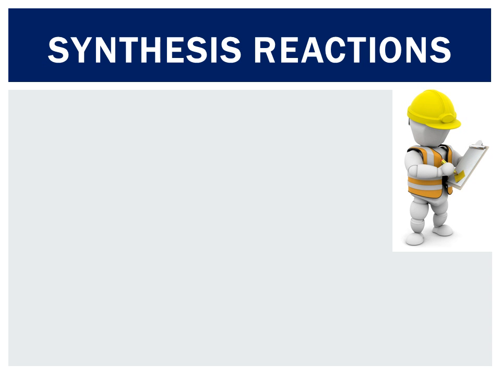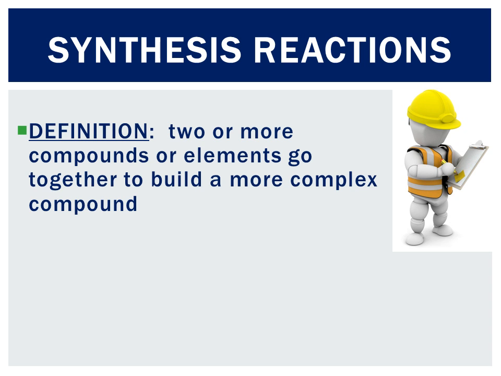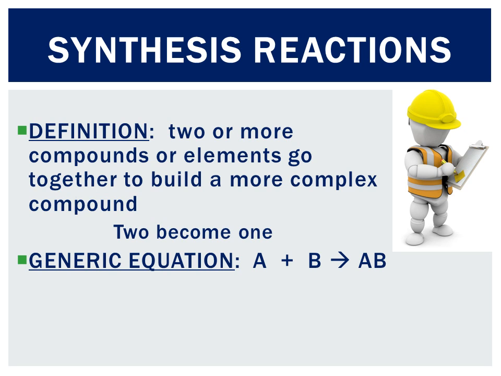So the first type of reaction we're going to talk about is the synthesis reaction. By definition, two or more compounds or elements go together to build a more complex compound. In simple form, two becomes one. Two compounds or elements come together to form one more complex compound. The generic form of this equation: A plus B equals a molecule containing A and B.